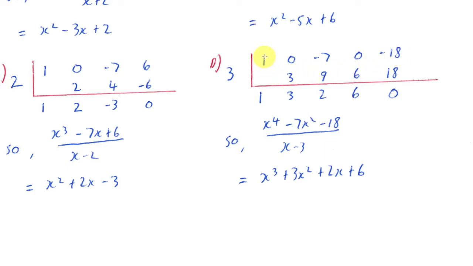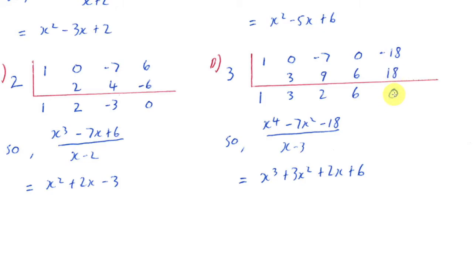Let's begin the process. The 1 comes down. 3 times 1 is 3. Add the 2 together, 3. 3 times 3 is 9. Add these 2 together, 2. 3 times 2 is 6. Add those 2 together, 6. Finally, 3 times 6 is positive 18. Add those 2 together, 0.